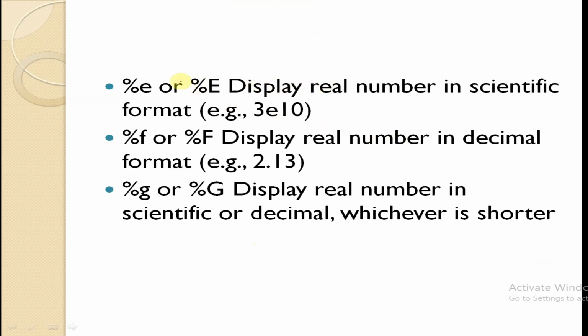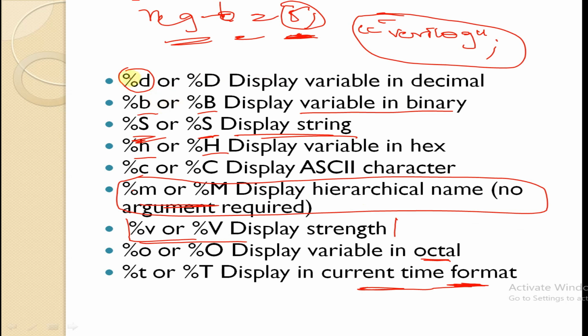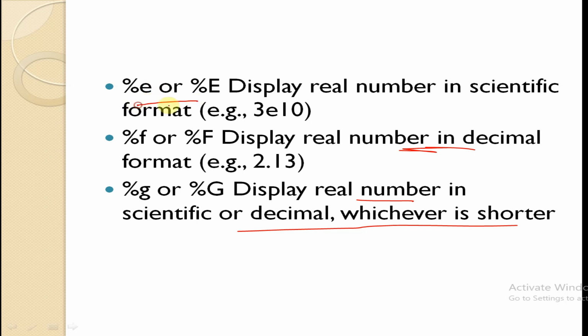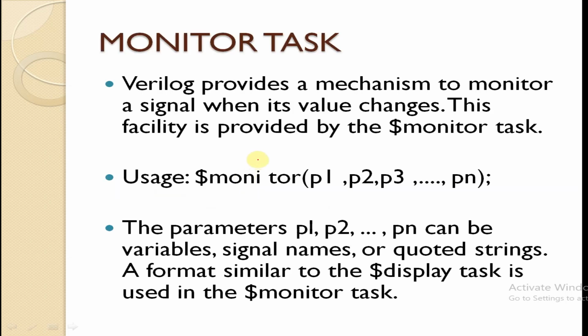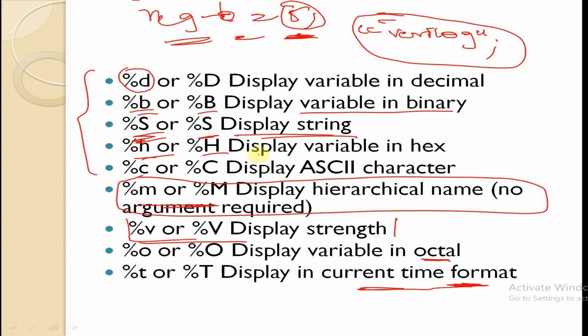And we also have %e for scientific format, and %f for real number, and %g for displaying a real number in scientific or decimal format, whichever is shorter. So basically we will use %d, %b, %s, %h only. Most of the time we will use these formats only. If needed, we can refer to these formats. So this is about the display task in Verilog.